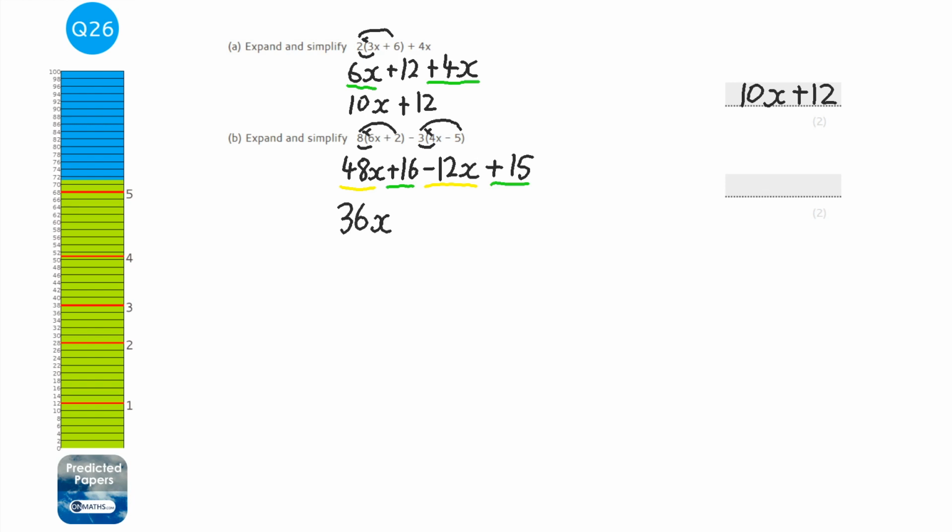Then we want to do 16 plus 15. Well, 15 plus 15 is 30, so that's going to be 31. So the answer is going to be 36x plus 31. Now the most common mistakes are for that n bit there, this bit here. Sometimes students will write down negative 15.